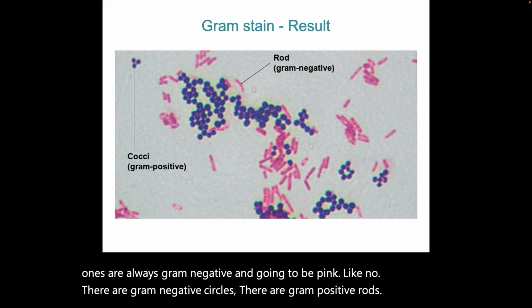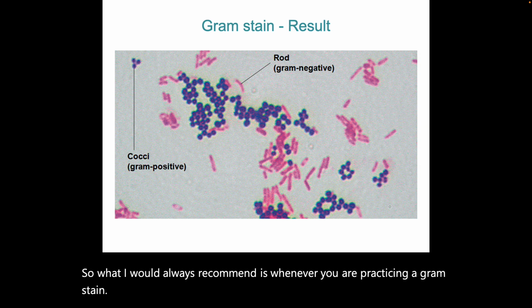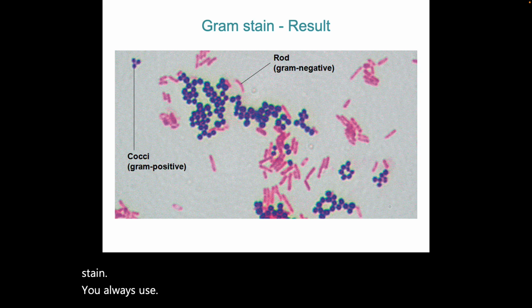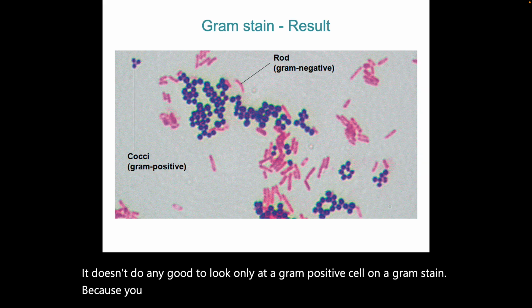So what I would always recommend is whenever you are practicing a gram stain, you always use as a control a slide that has a known mixed culture. It doesn't do any good to look only at a gram-positive cell on a gram stain because you can make it be purple no matter how you do it. My little drop of ethanol, I'm done.